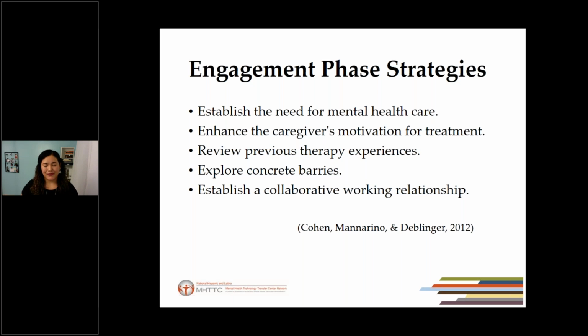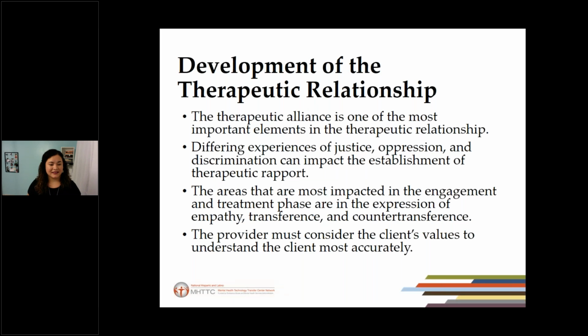This is a two-way process, right? We know that we need to finish intake and paperwork, but try to take a little bit of extra time during the engagement process and while you're providing psychoeducation. I think this is key. Next slide, please.